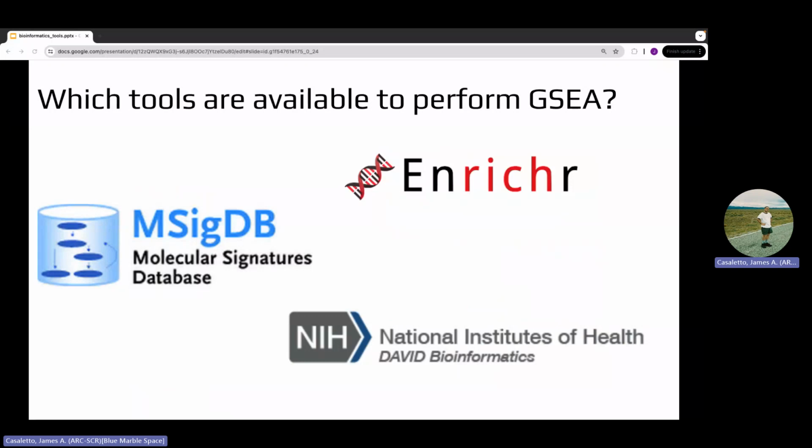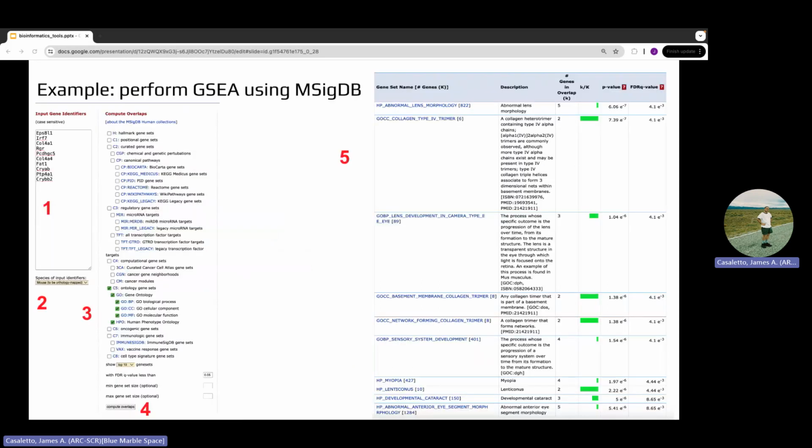Which tools are available to perform gene set enrichment analysis? Well, here's a subset of the commonly used tools: EnrichR, MSigDB, and DAVID. MSigDB is the one we're going to be using in our hands-on. And here's an example of performing gene set enrichment analysis using MSigDB. So first, in 1, you paste your list of genes into the text area. Second, you select the species, either human, mouse, or rat, in that drop-down list.